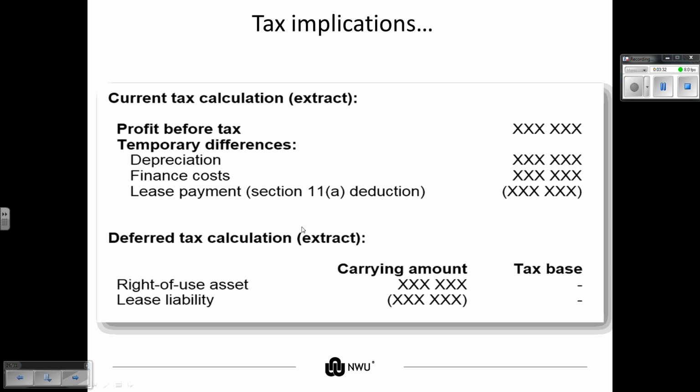If I look at an example here, an extract, in my current tax calc, I will add back my depreciation, add back my finance cost for the year, and deduct my lease payment that SARS will allow. For my deferred tax, I will have a positive right of use asset amount, a negative lease liability amount, and a tax base of nil for both of these.